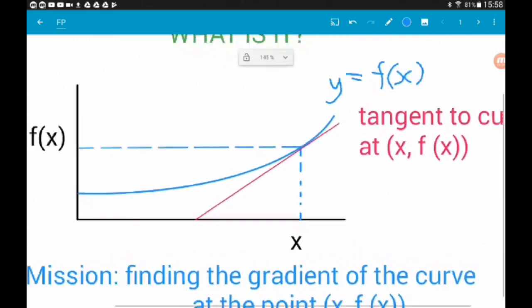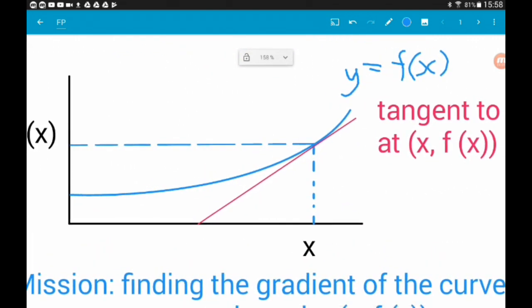So we choose a point along the bottom, along the x-axis. Now we're going to say that has coordinate x. The y-coordinate on the curve at that x-coordinate is given by substituting the x value into the function. So we get f of x.